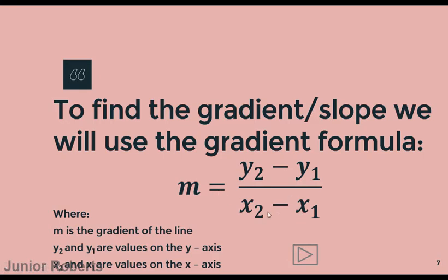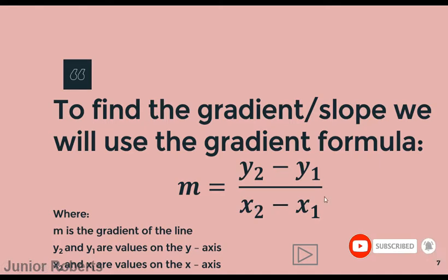So this is our gradient formula, where we say that m, which represents our gradient, is equal to y2 minus y1 divided by x2 minus x1. Now, ensure that you pay attention to the denotation of these symbols, in this case y2, y1, and x2, x1. Notice that the 2 is below, right? So therefore these are subscripts and not superscripts.